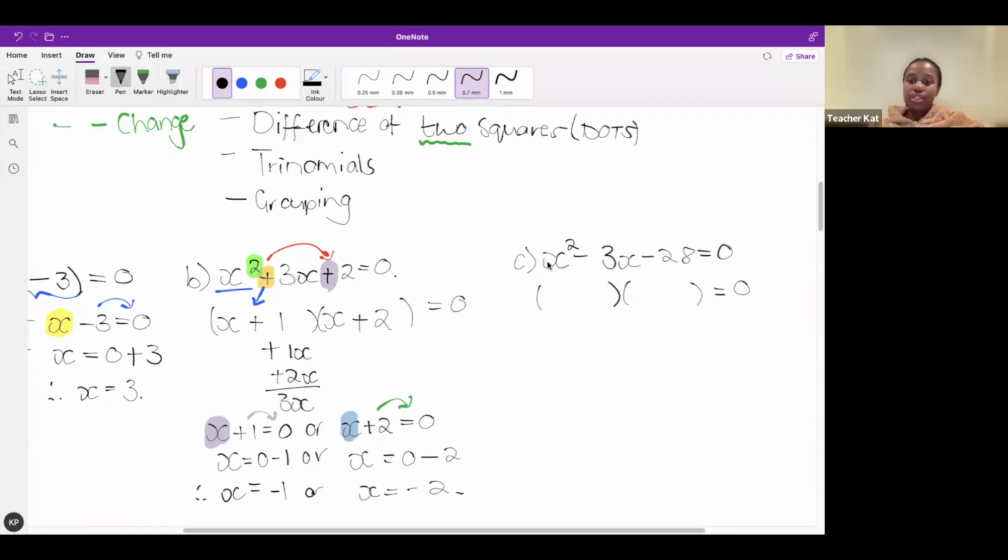First factors, first terms in both my brackets, factors of x squared. And what are my factors of x squared? X and x, thank you.